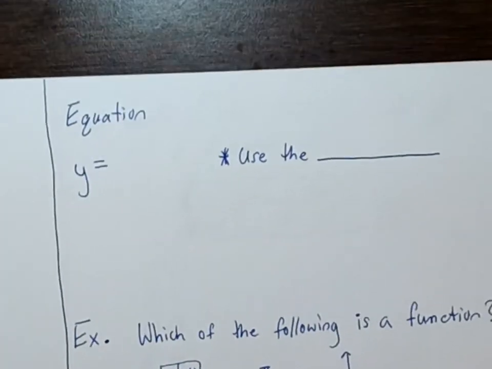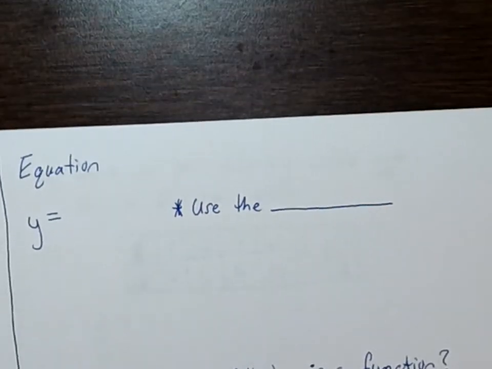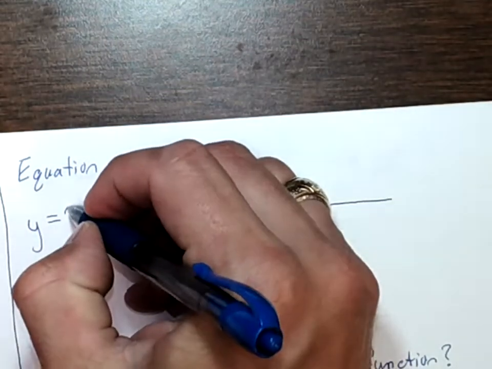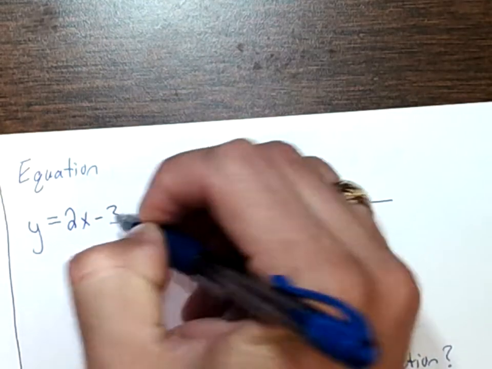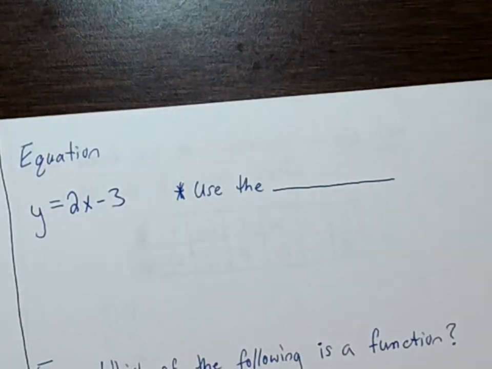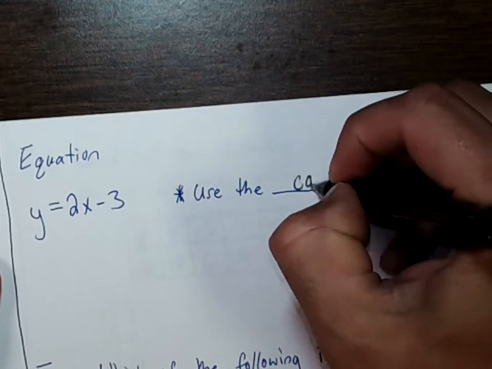The last way we can represent this is by using an equation. And let's say we had the equation y equals 2x minus 3. The best way on this problem is to use the calculator.